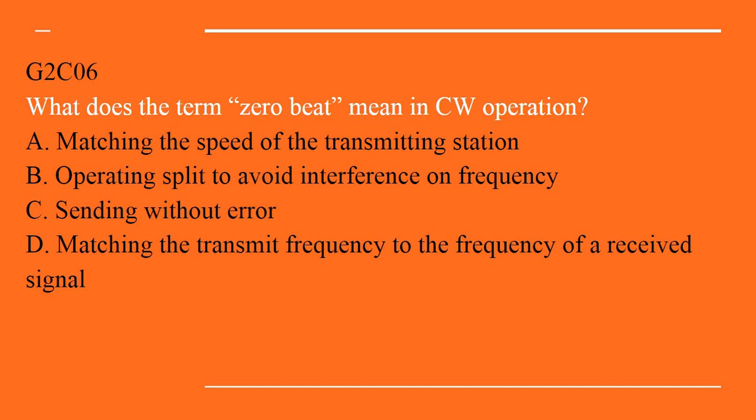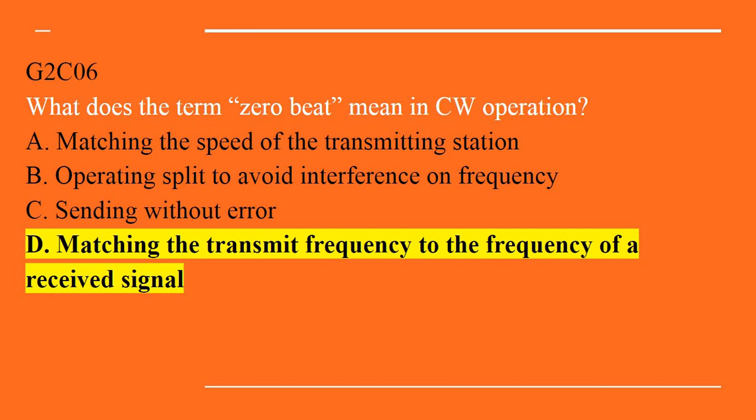G2C06. What does the term zero beat mean in CW operation? A. Matching the speed of the transmitting station. B. Operating split to avoid interference on frequency. C. Sending without error. Or D. Matching the transmit frequency to the frequency of a received signal. Correct answer, D. Matching the transmit frequency to the frequency of a received signal.